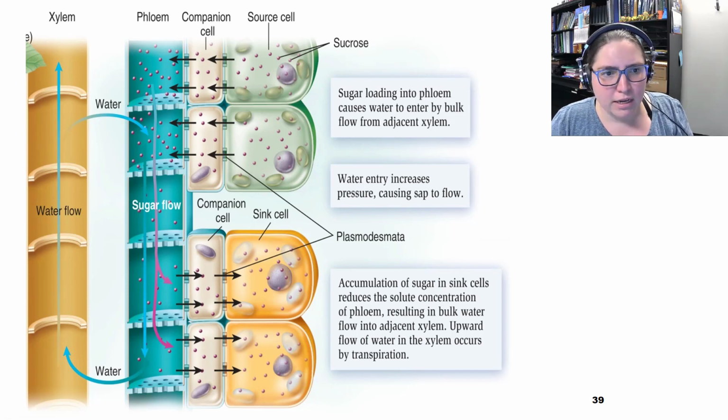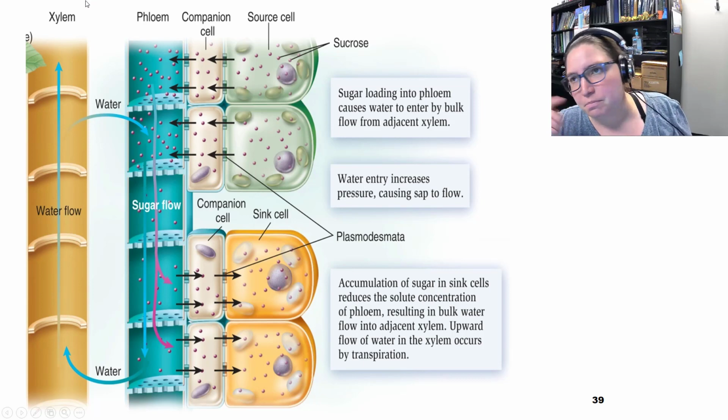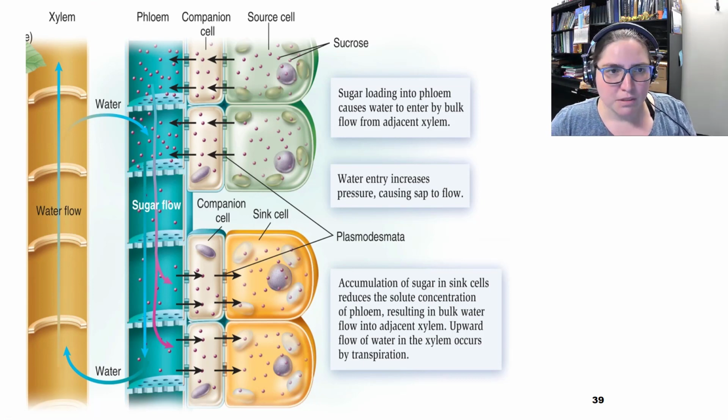And so now we're going to have a lower concentration of solute, so the water is going to hitch a ride on the xylem and back out or up the plant and out through the leaves through transpiration. So you can see how the xylem and phloem are ultimately connected here with bulk flow.